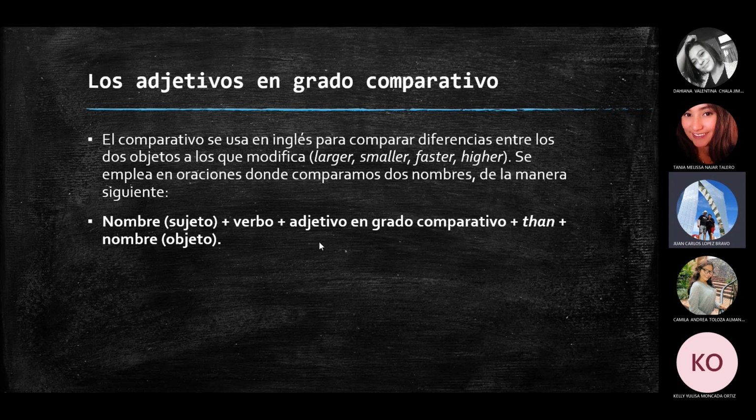Teacher, it can be, I don't know, Andres is a better student than Carlos. Okay, it could be right. So remember to follow this structure. Okay, structure: subject, verb, adjective, then and the name of the object or the animal or the person.